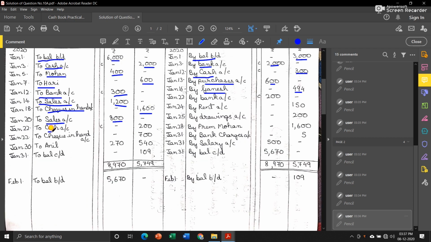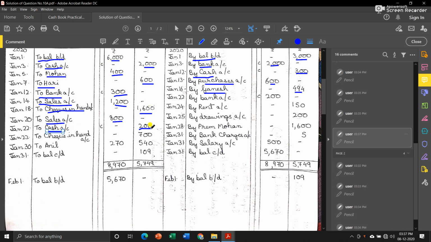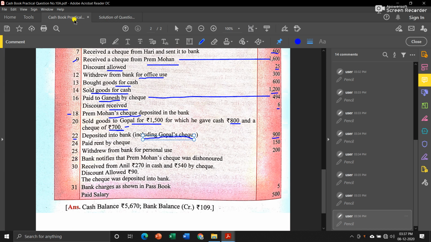So on debit side we will write to cash account 200 in the bank column because we took out cash from our business and we deposited it into bank. So 200 in debit side, and in credit side we will write by bank account. In cash column we will write 200. Then the remaining 700 worth of check we will again make one entry to checks in hand account, and in bank column we will write 700 because we took that check that we had in our hand and we deposited it into bank. So 700 will be deposited, means we will receive 700 in our bank account.